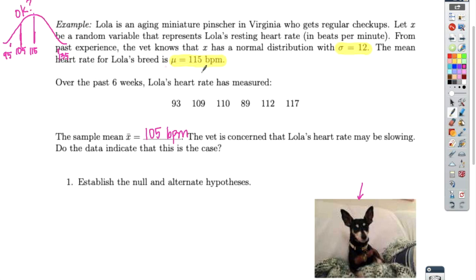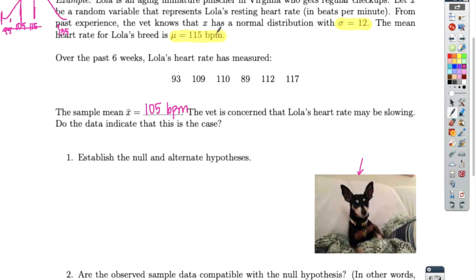That's what we're testing. We can definitely say it's lower, but the question is, is it concerningly low? Is it like the scale is off and her heart rate is down here where it should not be? So that's what we're testing. How low is it? Is it concerningly low? Okay, so let's start the process.